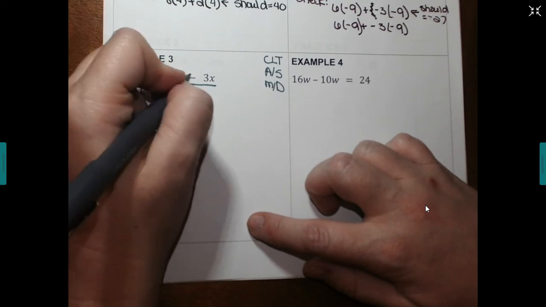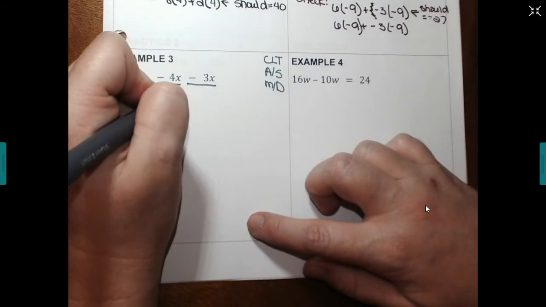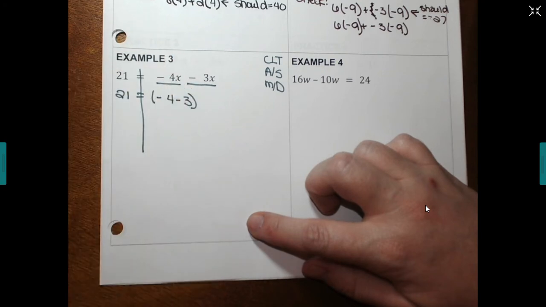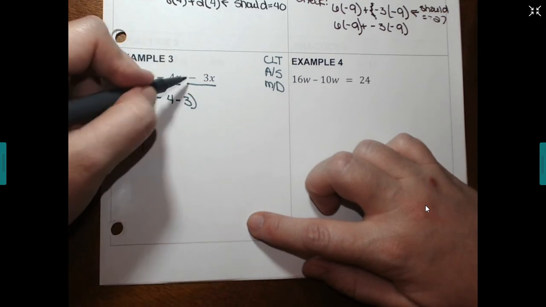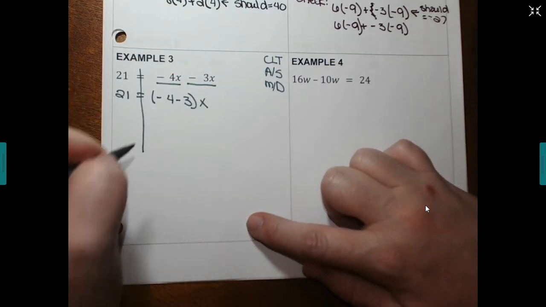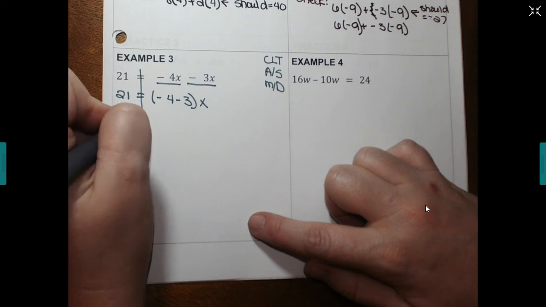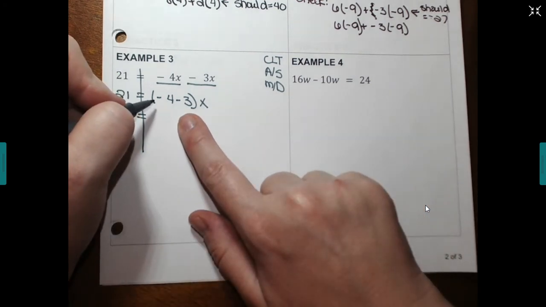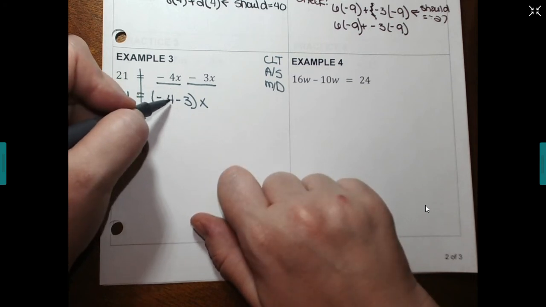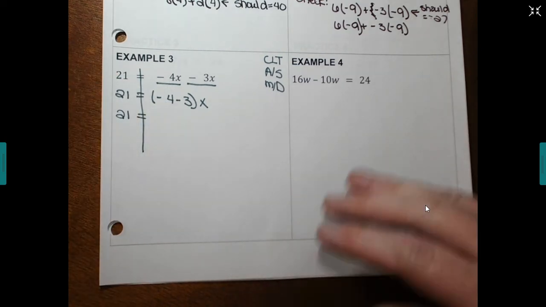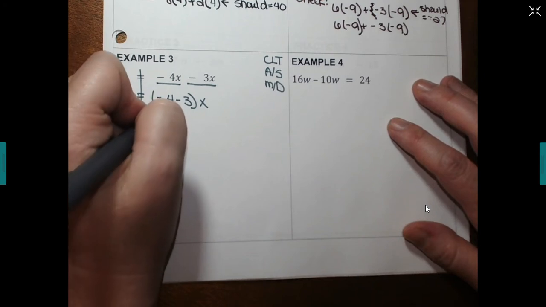On this side, I'm going to take my coefficients, negative 4 minus 3. So I took my negative 4, my minus 3, x. Okay, so now this equals 21. These are both negative, so it's going to be a negative answer. And I know that 4 plus 3 is 7, so it's going to be a negative 7. Or you could use Desmos.